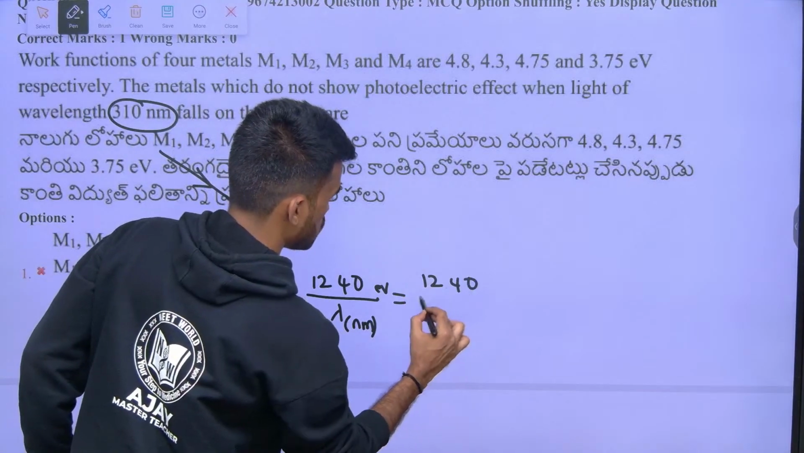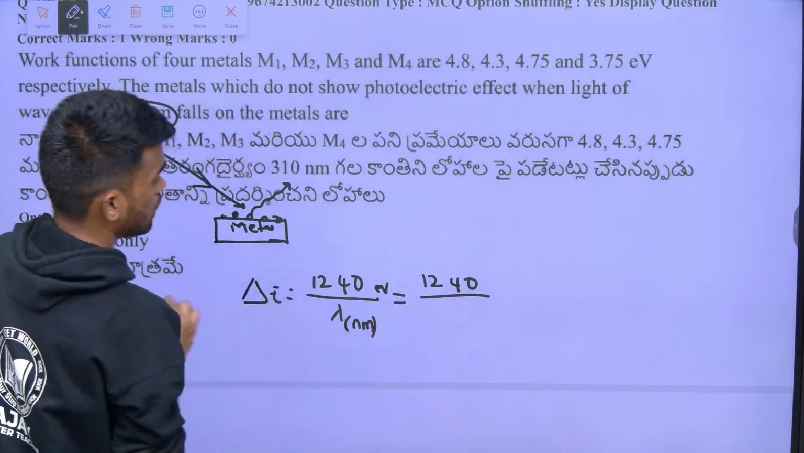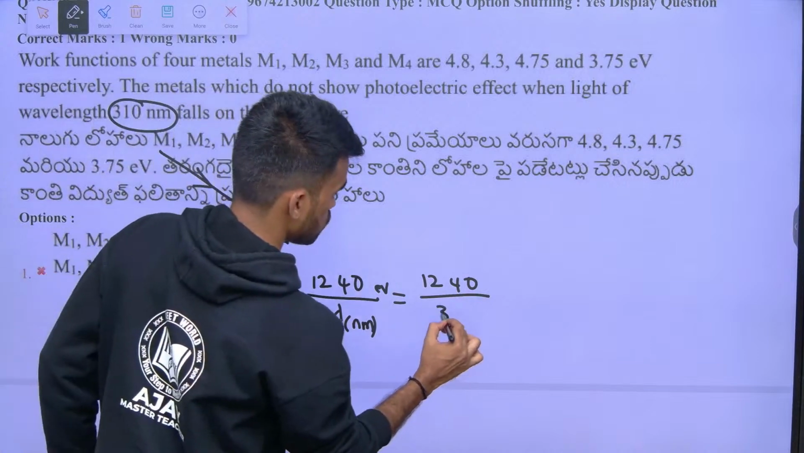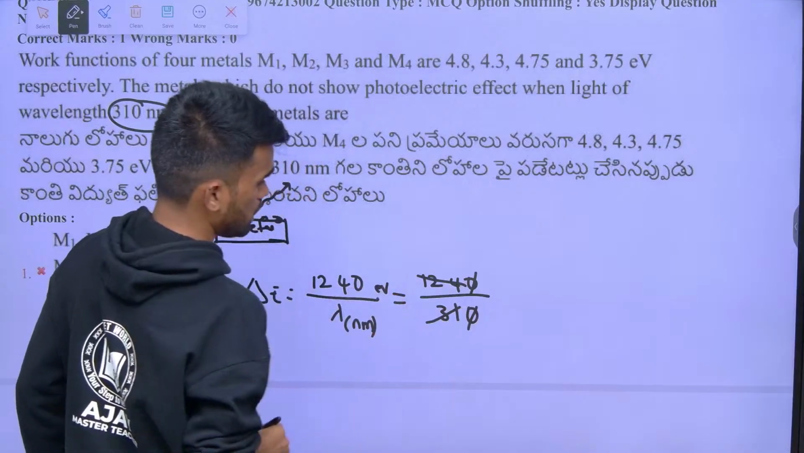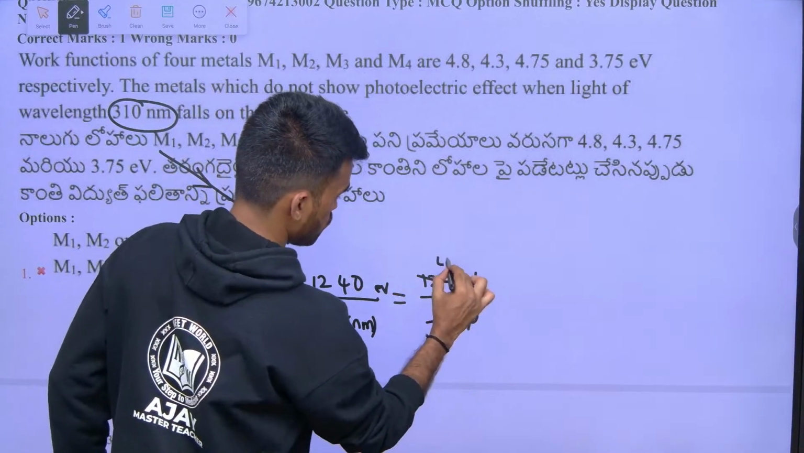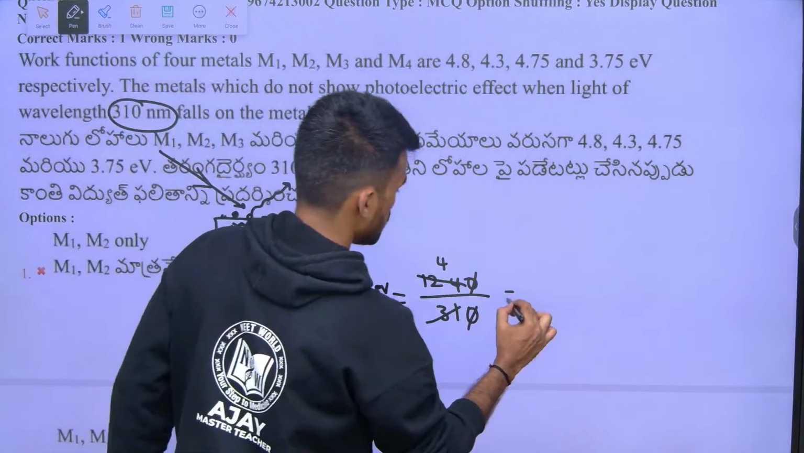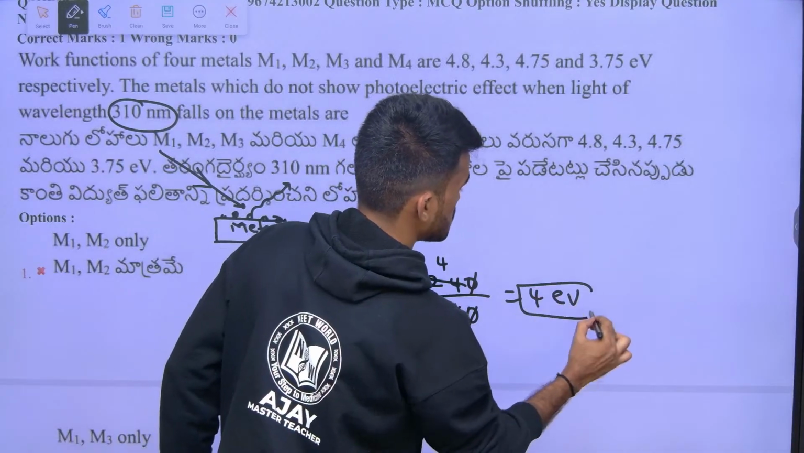12400 by 40 by lambda, what is that? 310. So I am writing 3 times. So 0 0 removed. So this will be how many times? 4 times. So 4 times we will get. So what is the value here? 4 electron volt of energy is supplied.